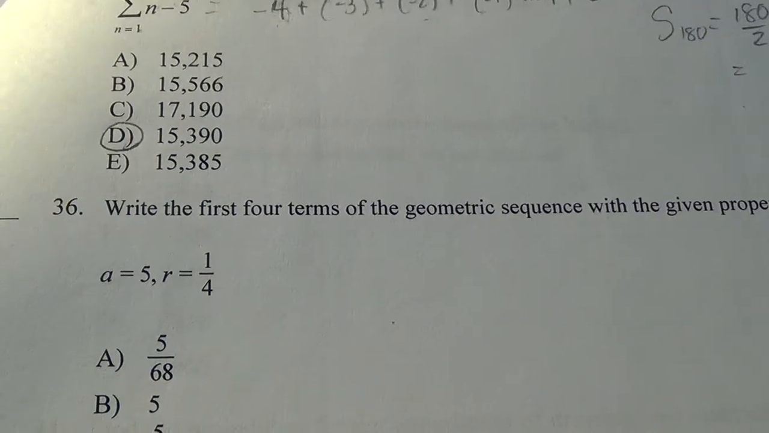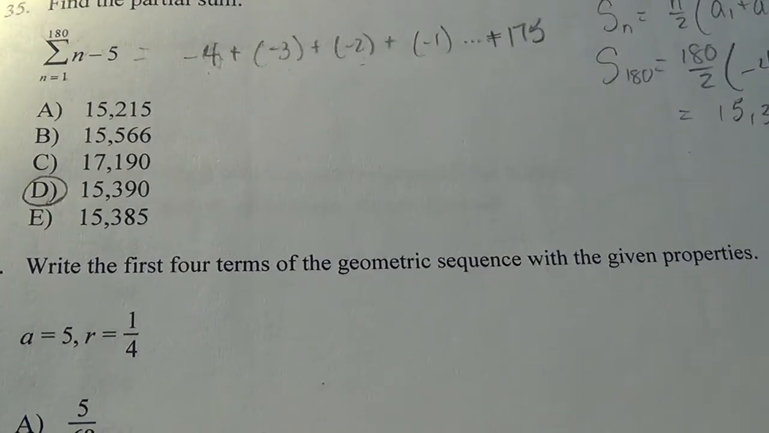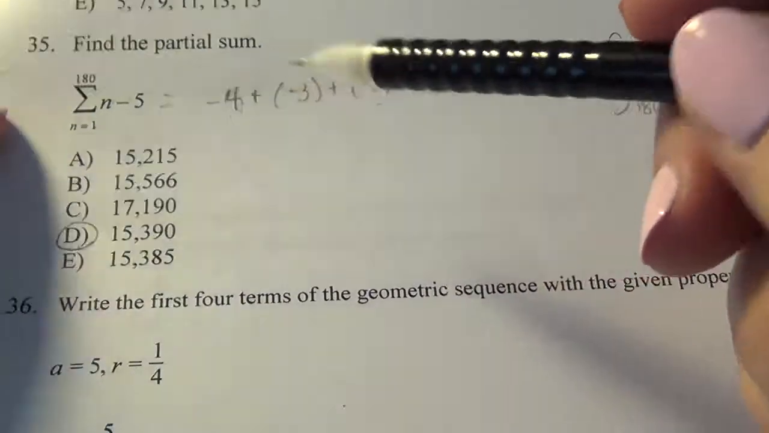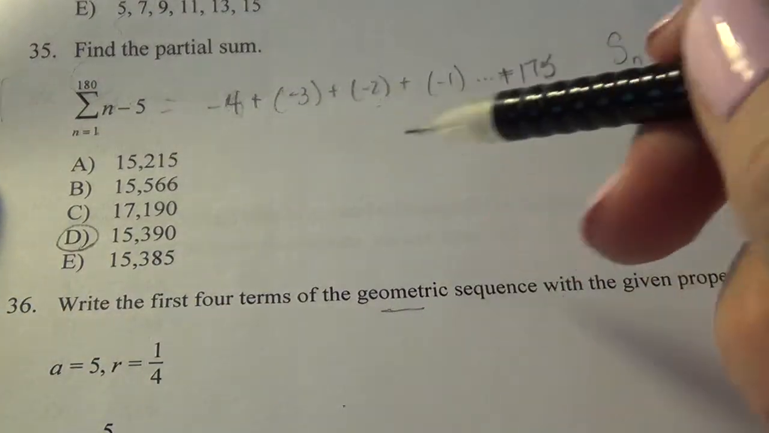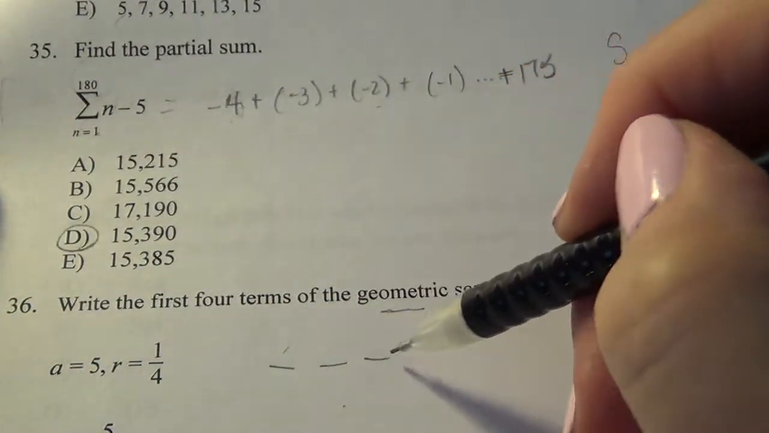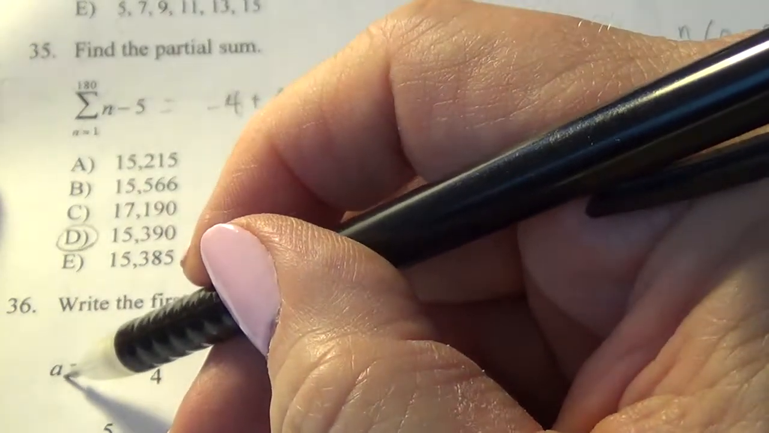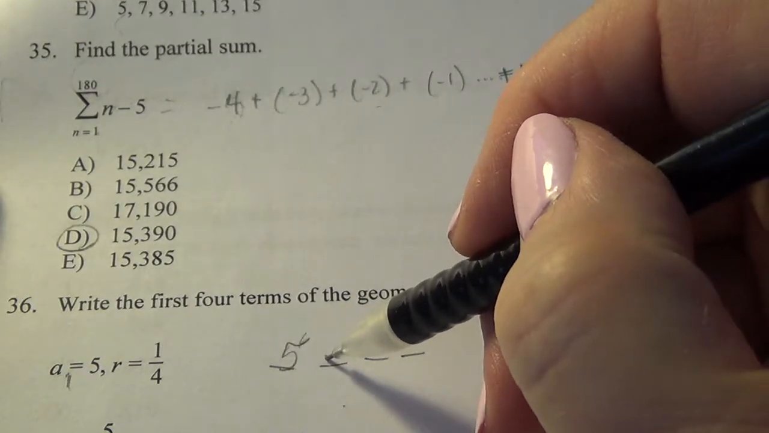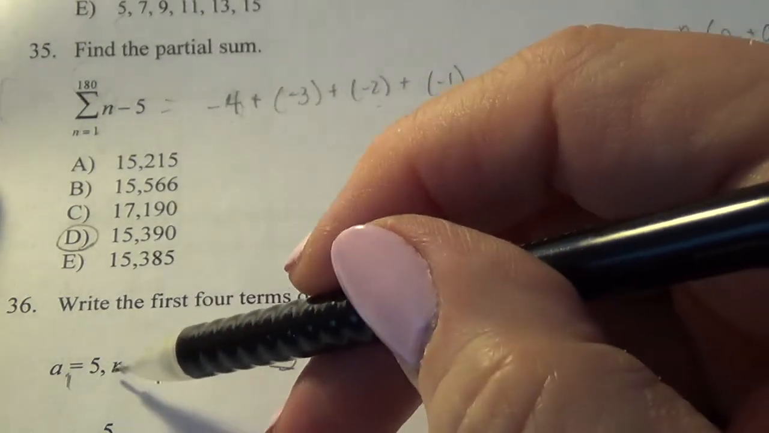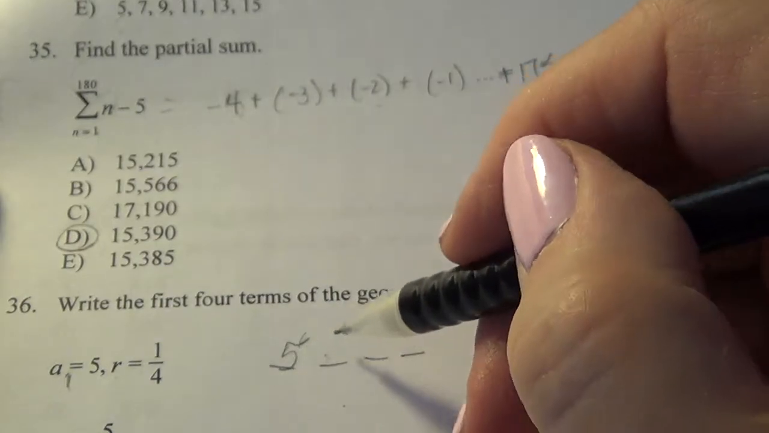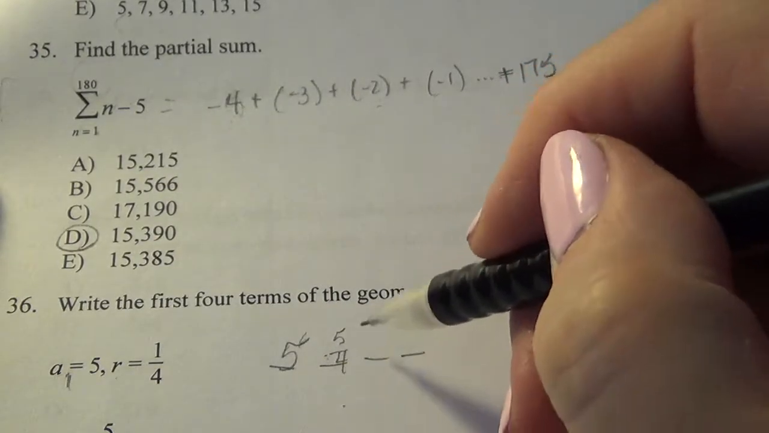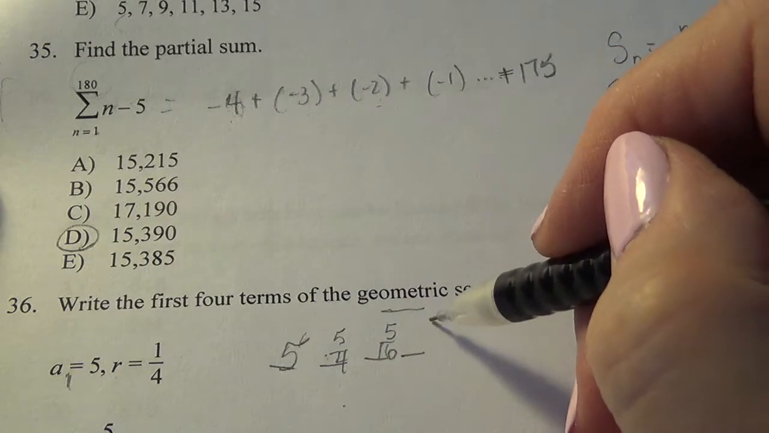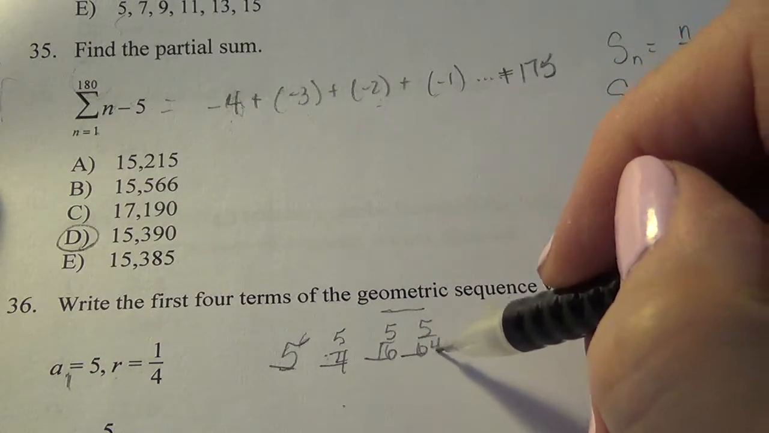Alright. Write the first 4 terms of the geometric sequence with the given properties. So now we've advanced from arithmetic to geometric. So we want 4 terms. The first term, a sub 1, is 5, and we get the next term not by adding but by multiplying by the common ratio. 5 times 1/4 is 5/4, times 1/4 is 5/16, times 1/4 is 5/64.